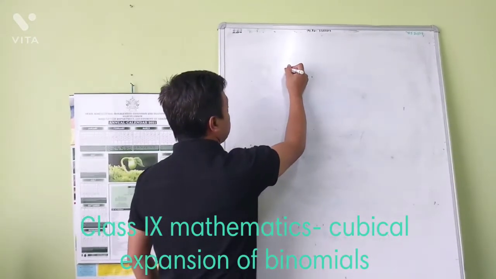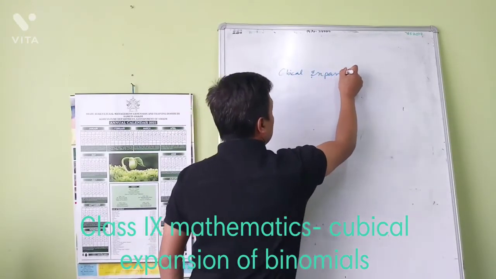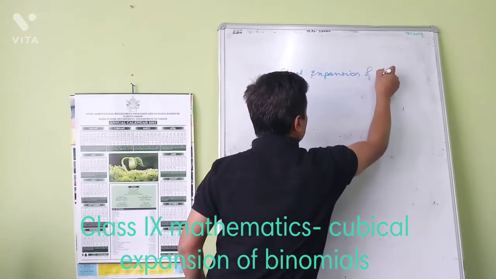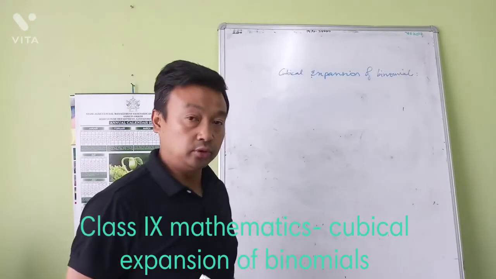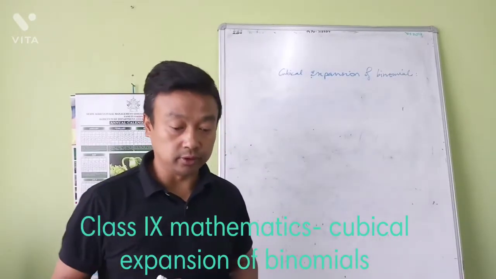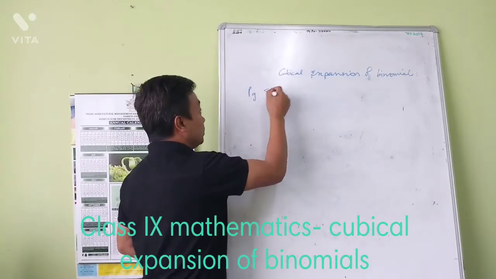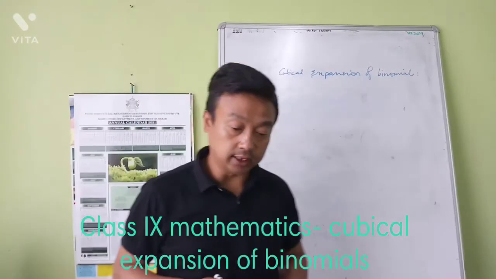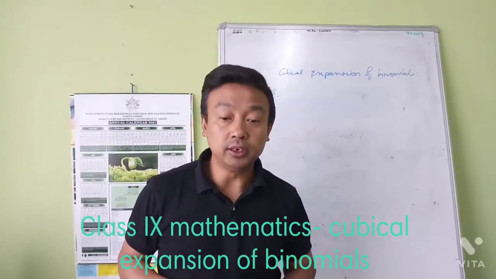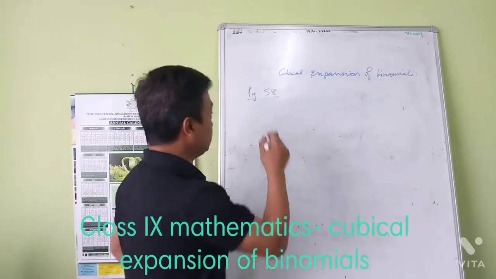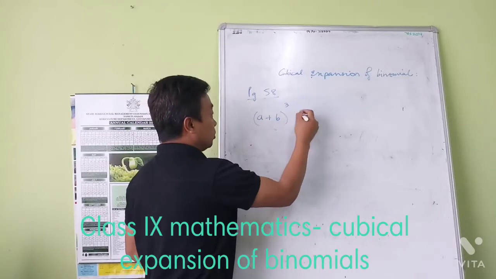That is, cubical expansion of binomials. Now, this formula is also not new to you. You have done this formula in the previous class. If you turn to page number 58 in your textbook, you will see that formula, expansion of a plus b whole cube and a minus b whole cube. So let me quickly expand this formula first. A plus b whole cube.